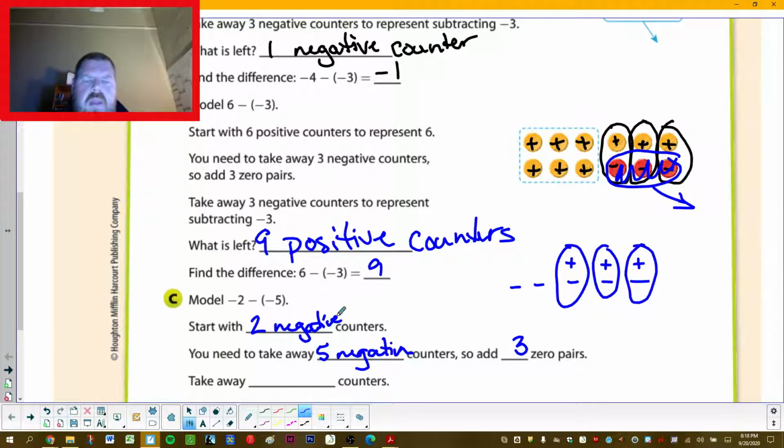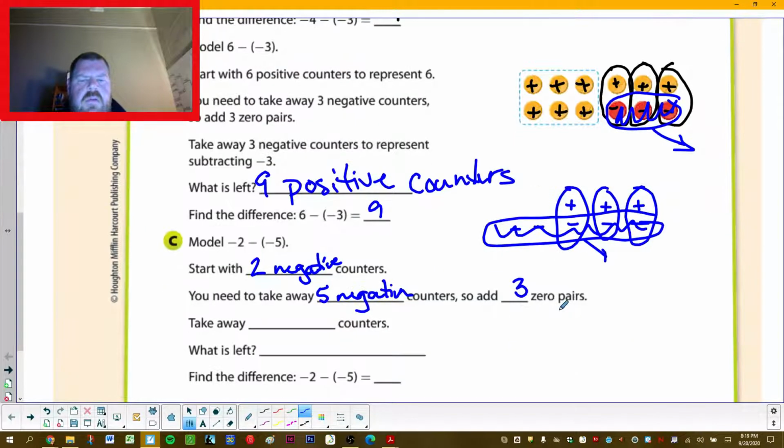Okay, now that I have those 3 zero pairs, I can take away my 5 negative counters that I wanted to take away. So those are gone. Those are out of here. And what do I have left? Okay, sorry, I have to take away 5 negative. There we go. And so what's left in my diagram here? 3 positive counters.